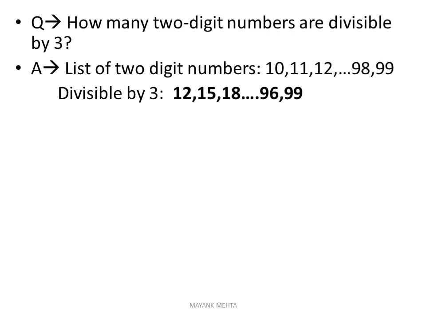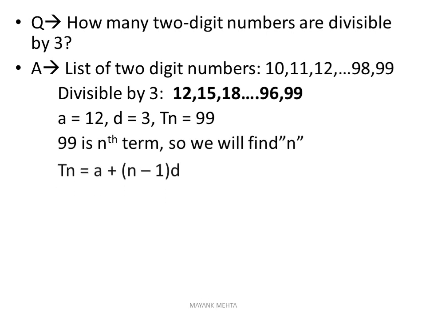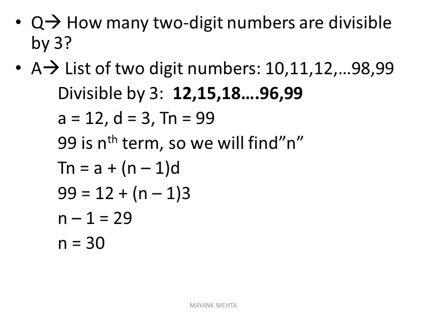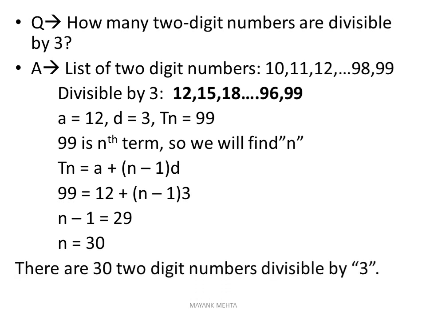So this is an AP now. 12 is the first term and difference is 3, as you can see. So A is 12, D is 3, and the nth term is 99. You will need to find n over here. That is, what number term is 99? That will give you the total number of two-digit numbers that are divisible by 3. That means we will put the value Tn is equal to A plus n minus 1 into D. So 99 is equal to 12 plus n minus 1 into 3. We will solve for n. So n is 30. That means there are 30 two-digit numbers divisible by 3.